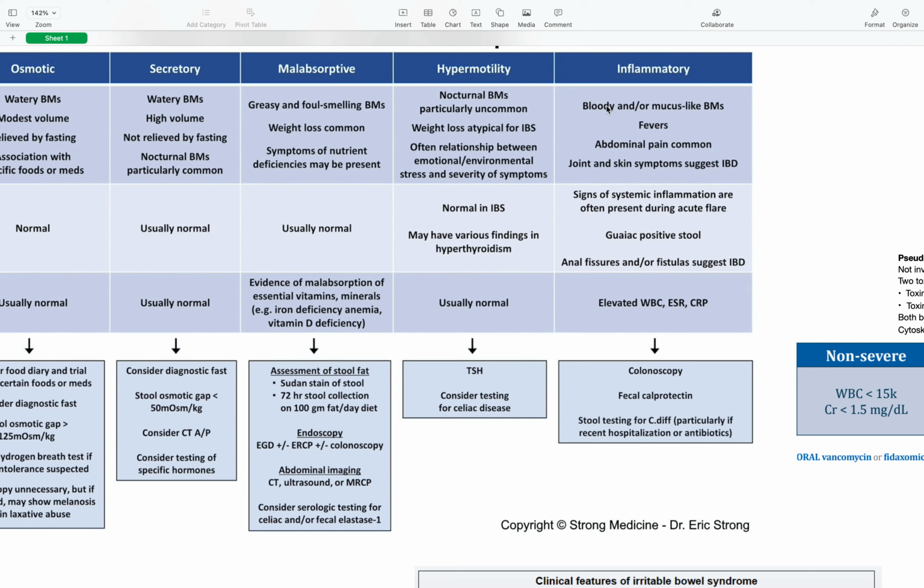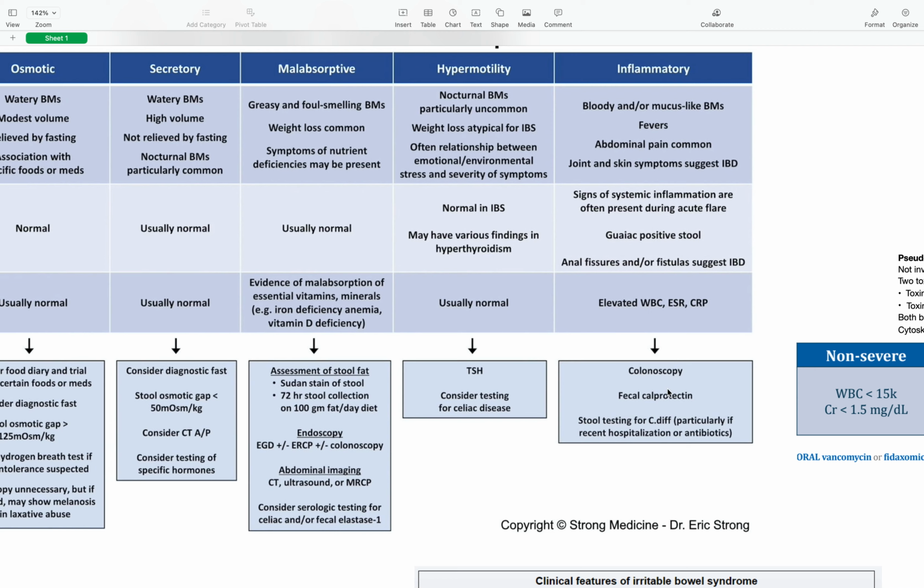These may present with bloody or mucus-like bowel motions with fever, abdominal pain, and sometimes joint and skin symptoms, which may suggest inflammatory bowel disease. Now, the signs of systemic inflammation are often present during acute flare, and guaiac positive stools because of internal bleeding. Anal fissure and/or fistula suggests inflammatory bowel disease. In these inflammatory causes of diarrhea, there will be elevated white blood cells, ESR, and CRP.